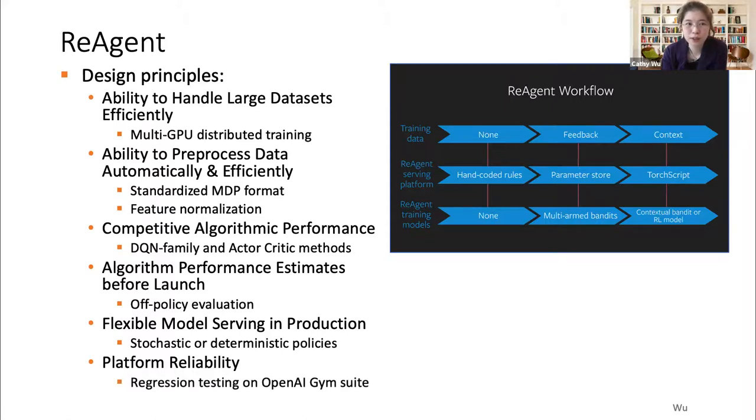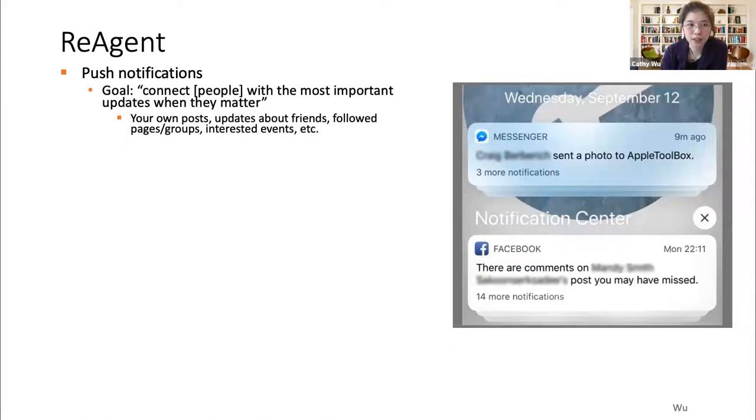So let's talk specifically about this push notification case study that they did. The goal is to connect people with the most important updates when they matter. That's not a very well-defined objective, but one can make it well-defined. Just in case you're not aware, a push notification is the thing that shows up on your phone, in this case specifically from Facebook. These notifications show up in response to your own posts, updates from your friends, followed pages or groups, interested events, and so on.